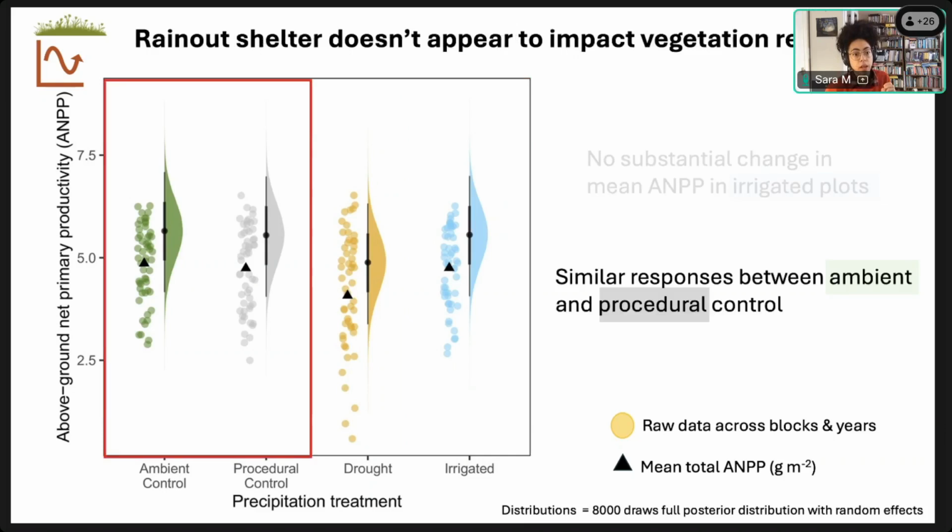Comparing the ambient and procedural controls, they have a similar response, which is good because it shows that the rainout shelters, the actual structures themselves, are not impacting the vegetation responses. And it agrees with earlier studies by Melanie Stone, who was a PhD student before, who did some research on community responses. So that's good.